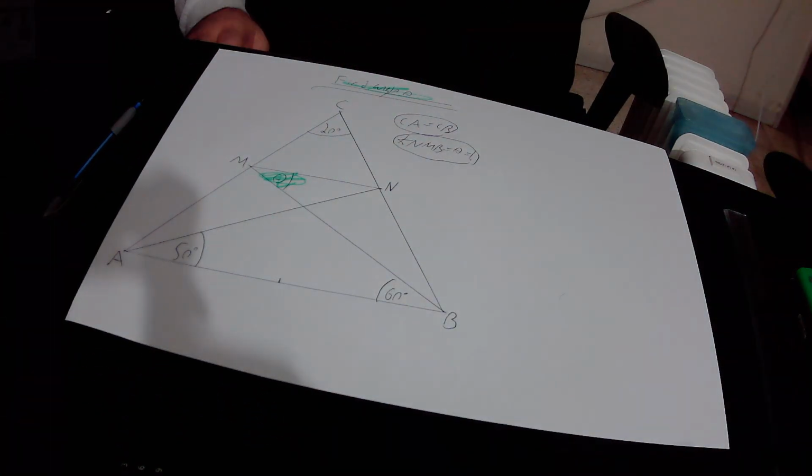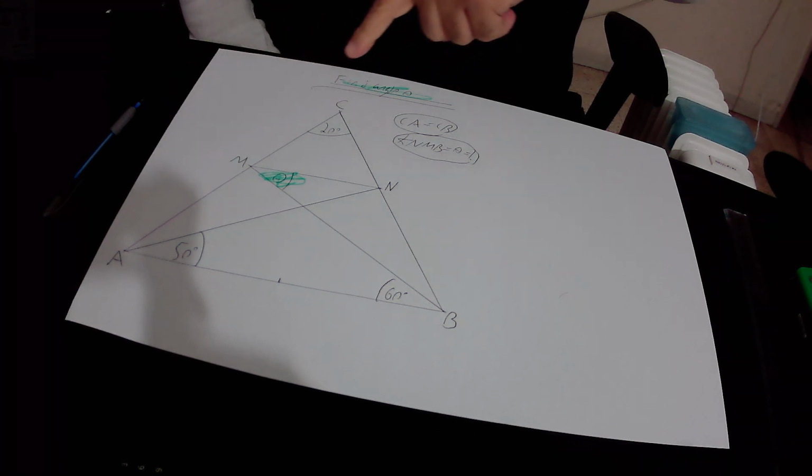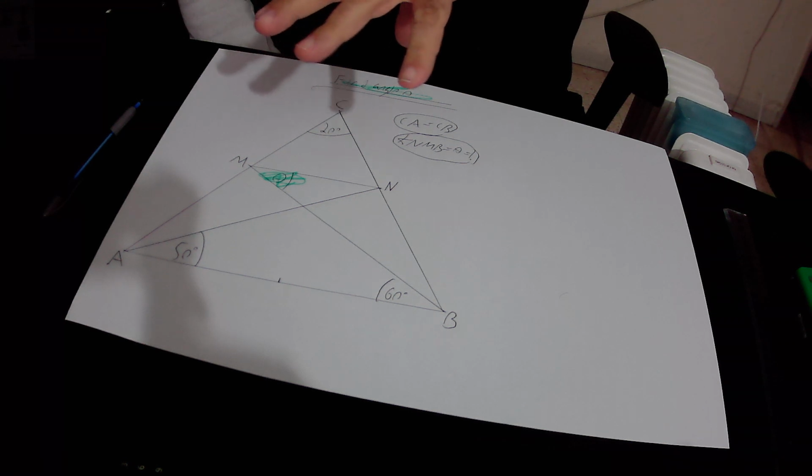Hello, in this lecture we will find out the value of angle theta. In the drawing we have triangle ABC. In triangle ABC, side CA equals side CB. That is to say, triangle ABC is an isosceles triangle.